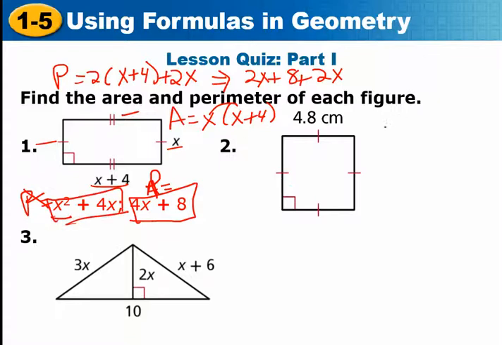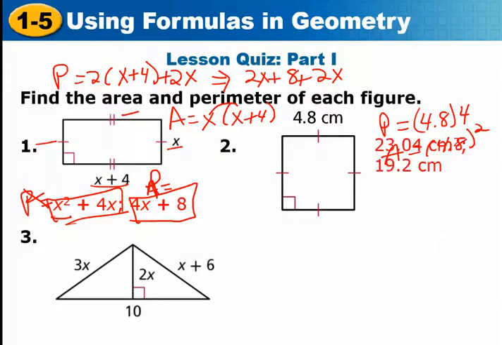In number 2, perimeter is 4.8 times how many sides are there? 1, 2, 3, 4, and the area is equal to 4.8 squared. So you do the math there with your calculator, and you find that the area is 23.04 centimeters squared, and the perimeter is 19.2 centimeters.